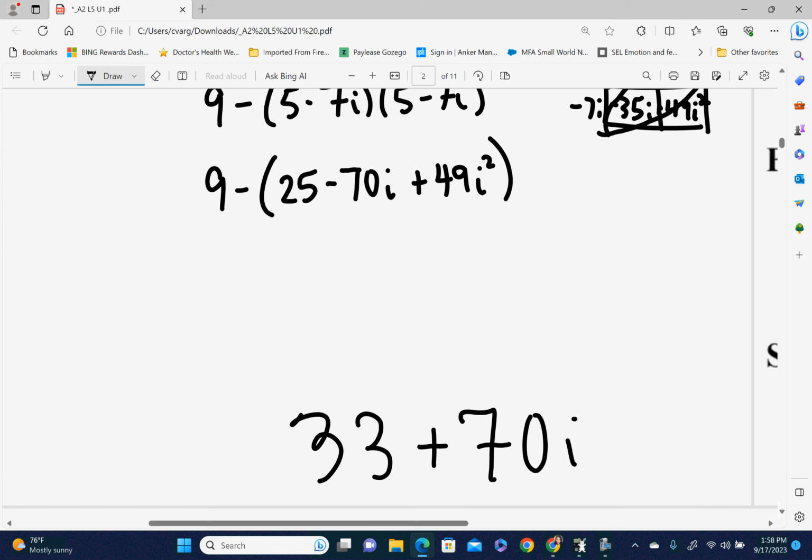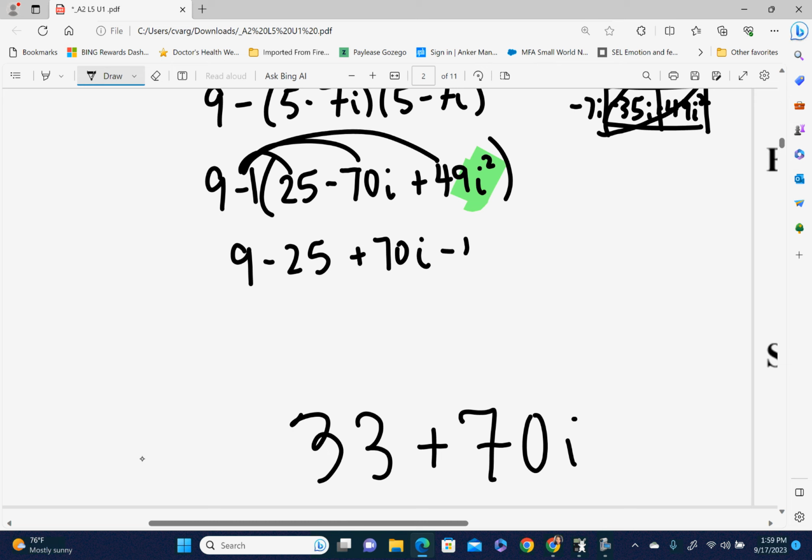So now, there's two things you could do right now. You can go ahead and be like, oh, I remember this, i squared is the same thing as negative 1. You could do that, or you can go ahead and distribute this. So this is like an imaginary negative 1 here. So negative 1 times 25 is the same thing as 9 minus 25. Negative 1 times negative 70i is positive 70i. Negative 1 times 49i squared is negative 49i squared. Okay? And then this is where you can remember the i squared. At some point, you do need to take this i squared and make it equal to negative 1.